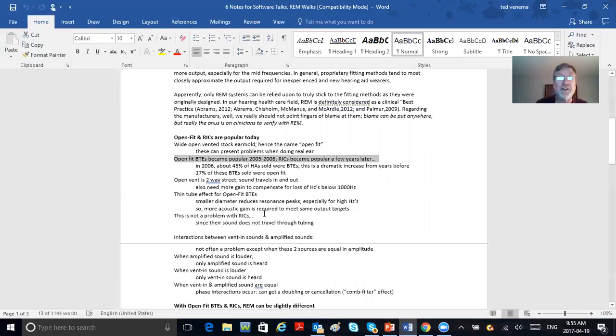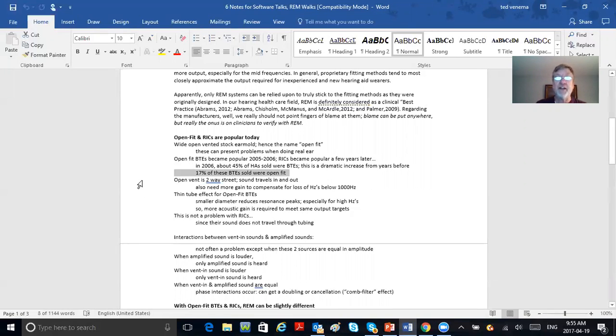Okay, so now in 2006, read with me, about 45% of hearing aids sold were BTEs. This was a dramatic increase from years before. And in 2006, 17% of BTEs were open fit. Today, almost all BTEs are either open fit or RIC.